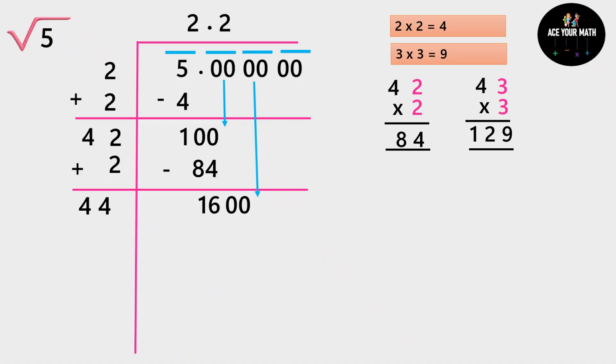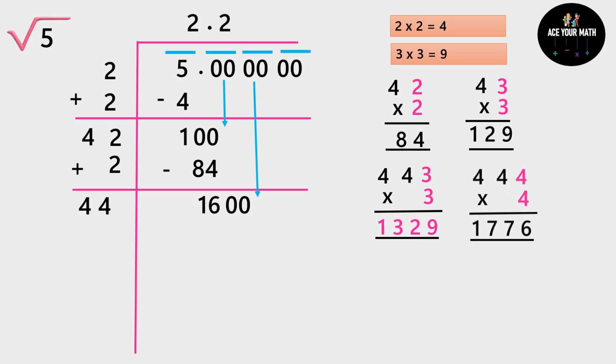See, the steps are same. Okay, now in the practice area again you will write 44. Now let's say you tried with 3 this time. When you multiply 443 with 3, you get 1329. See, 1329 is less than 1600, so you can try 4 also. So when you multiply 444 with 4, you get 1776. See, it is greater than 1600. It means we will take 3.